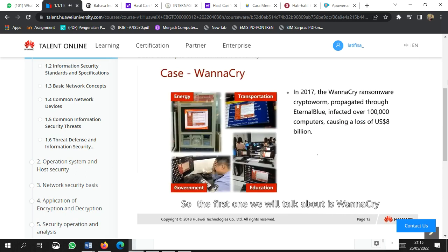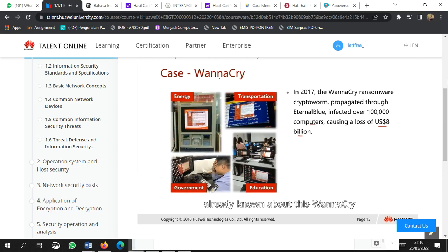I think the first one we will talk about is WannaCry. I like this name because it makes people really want to cry. A lot of us still remember that in 2017, the WannaCry ransomware crypto worm propagated through EternalBlue, infected over 100,000 computers and caused a loss of more than 8 billion USD. This is actually a big amount.